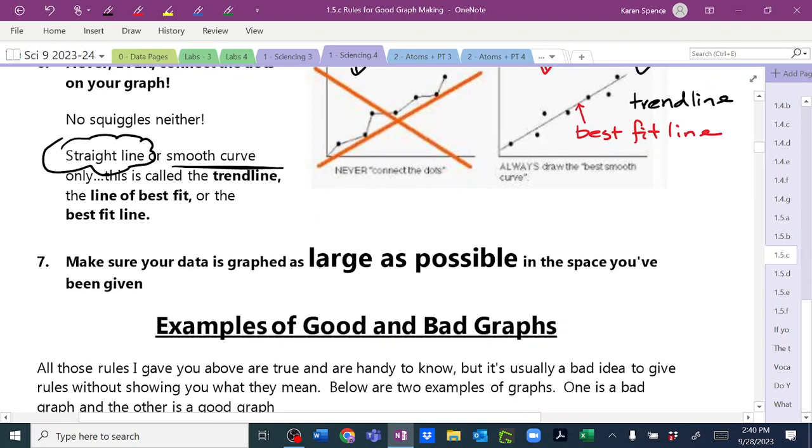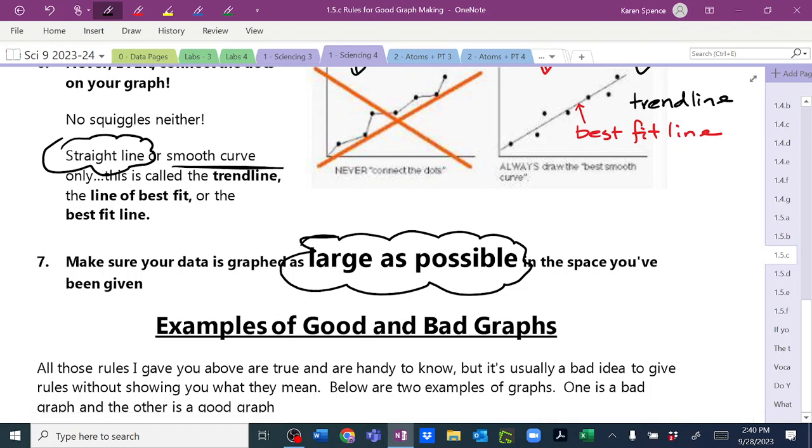Make sure that your data is graphed as large as possible in the space that you have been given. So if you are given a full page, try to take up at least a half to two-thirds of that page. If I give you a full piece of graph paper, use as much of the space as possible.